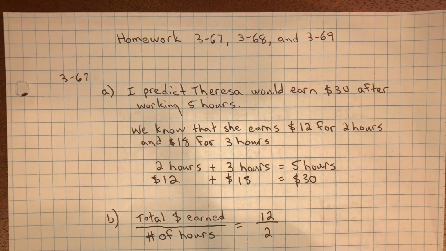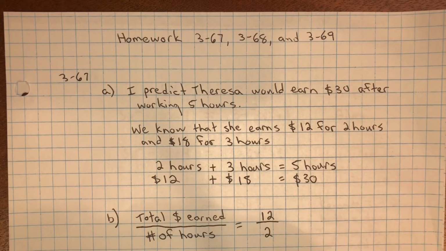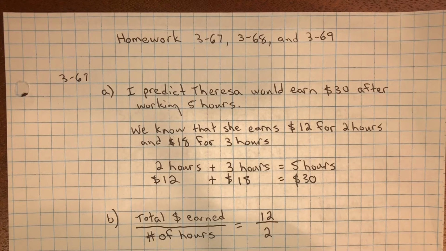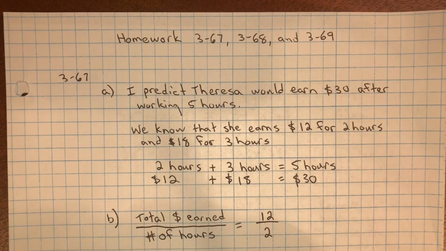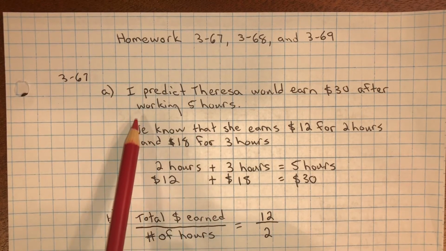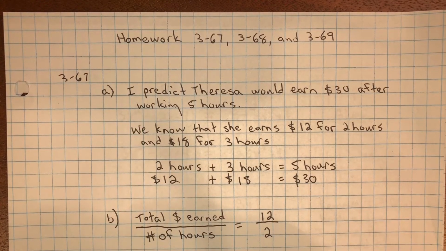This is the homework for 367, 368, and 369. In problem 367A, how much do you predict Teresa would earn after working 5 hours? I predicted that Teresa would earn $30 after working 5 hours.